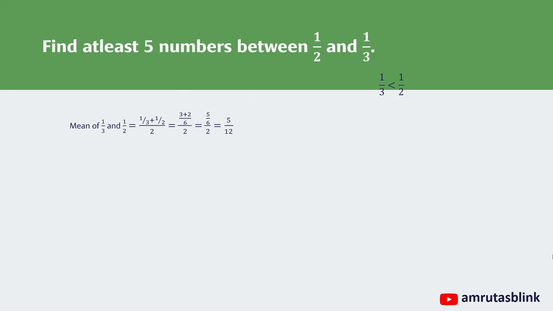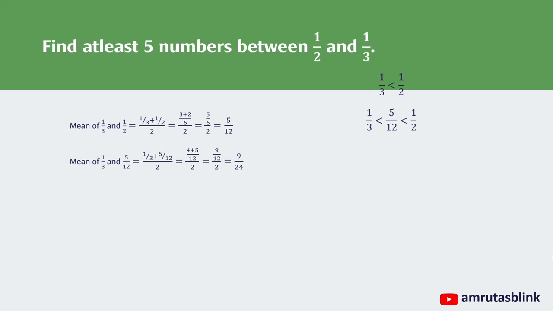Now the denominator of the denominator we need to multiply. So 6 into 2 is equal to 12. So we will have 5 by 6 upon 2 is equal to 5 upon 12. Hence we can say 1 by 3 is less than 5 by 12 is less than 1 by 2. Now let's find the mean of 1 by 3 and 5 by 12. So the mean of 1 by 3 and 5 by 12 is equal to 1 by 3 plus 5 by 12, whole divided by 2.